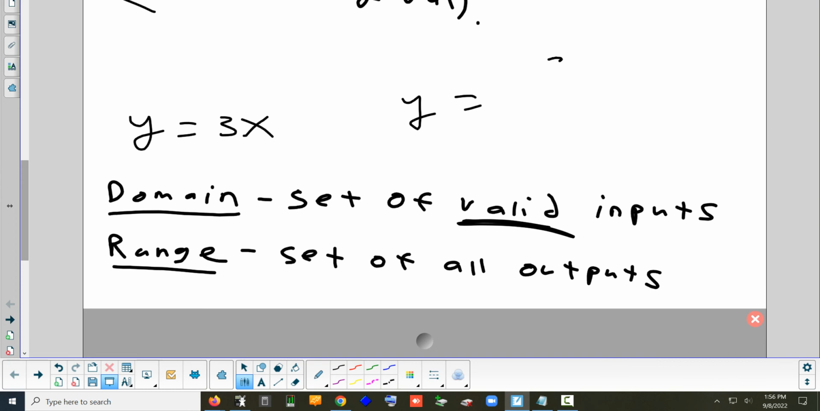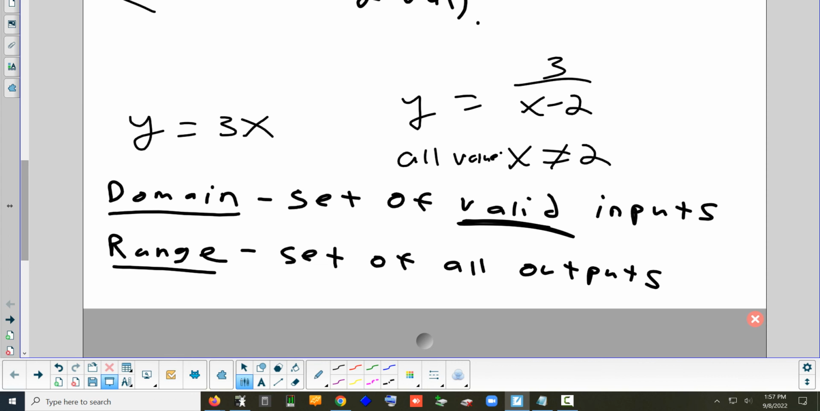Now, how about this? You can plug in any number you want for x there except one number. Does anyone know what number you can't fill in for x here? Is this something you're not allowed to divide by? 2. So yeah, what couldn't you fill in? 2. You can't fill in a 2. So the valid inputs to this formula is every number except 2. This is how you would write it.